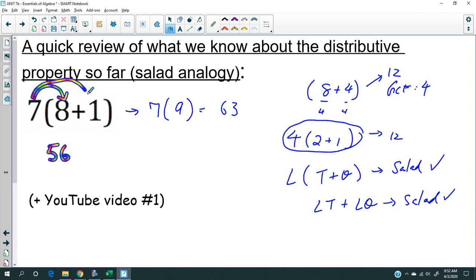And I distribute this also. Now, why am I multiplying? Why do you think this is multiplication? Yeah, the parentheses. Remember, the number right outside of parentheses indicates multiplication. So 7 times 1, 7. What's the answer there? Yeah, same answer. So that's a salad.